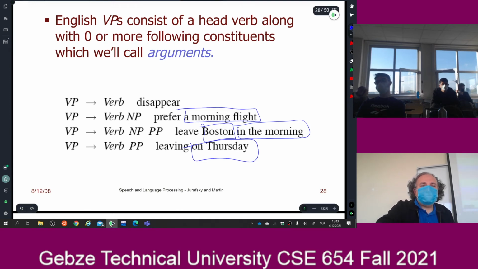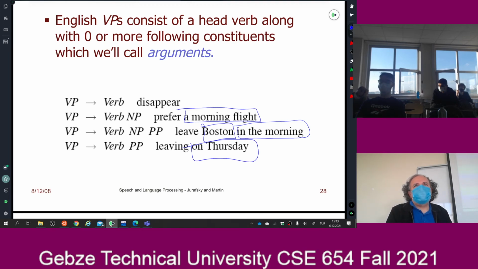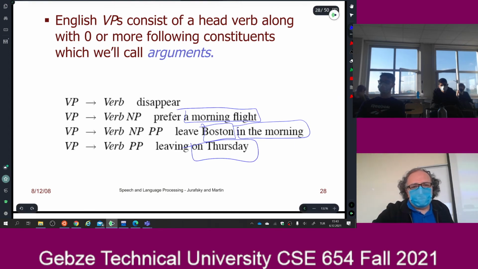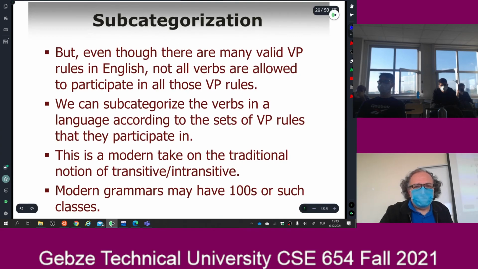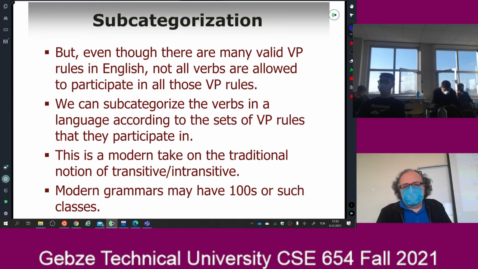Okay, you cannot say "I prefer." There is no sentence like "I prefer." No. You have to say you prefer something. You have to put an object with it. You have to put another noun phrase for it. But yet these rules don't tell you anything about those. So what are we gonna do? We have to give arguments to those kinds of rules. So that's going to be subcategorization.